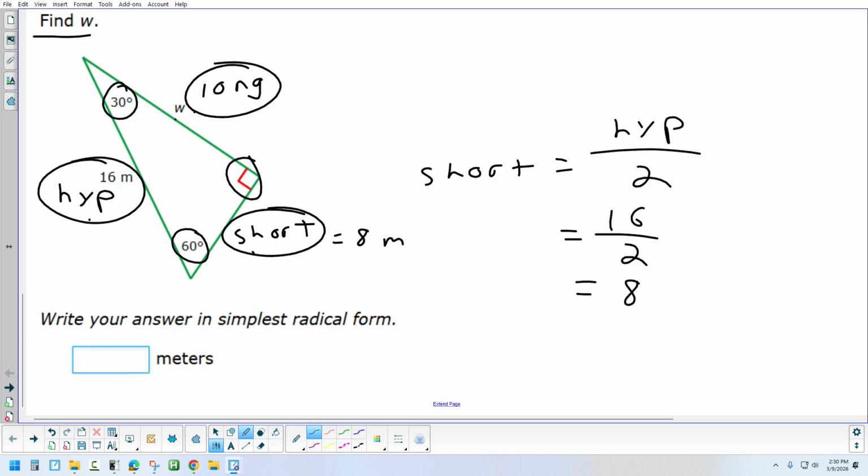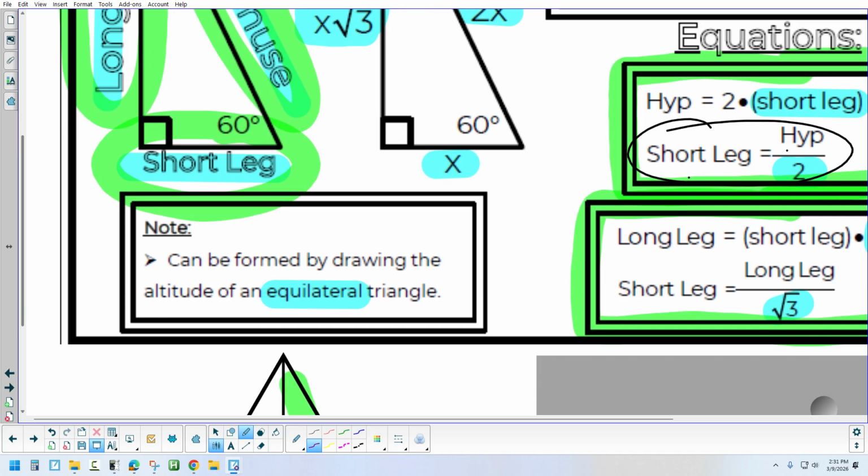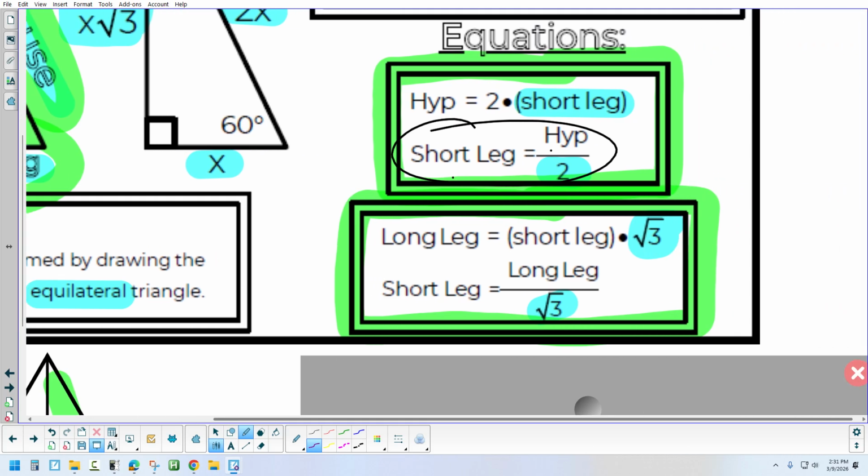Now we should be able to figure out the long side. We know every side except the long one. So let's go back to our formulas and see if there's a formula that has short and long in it. We know there wasn't one with long and hypotenuse, but now we know the short. Short and long. Micah, what do you think? Is there a formula that has short and long in the same formula?